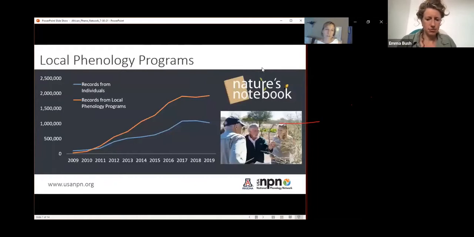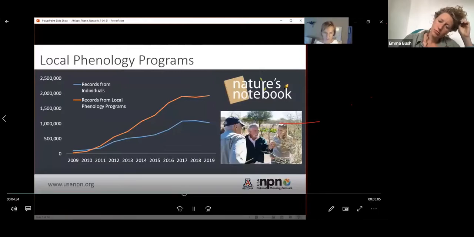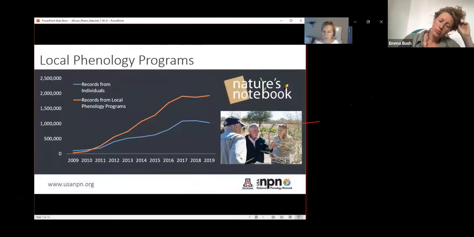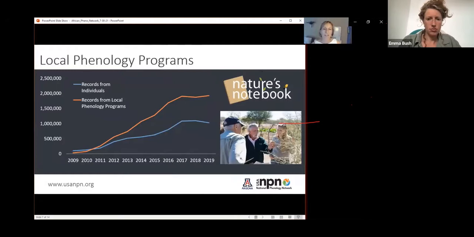And finally, one of the things that we've learned is that trying to engage individuals is challenging and is worthwhile. But if we can tap into networks of individuals that are already doing something together anyways, things like groups of docents or volunteers at natural resource areas or national parks, or even classrooms, taking advantage of that existing infrastructure, inviting the whole group to participate, that yields even more data from a particular site, and usually for a longer period of time. And so we have invested a lot in cultivating that model of local phenology programs.